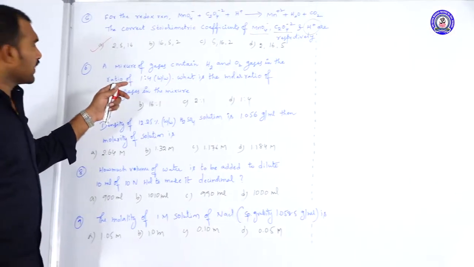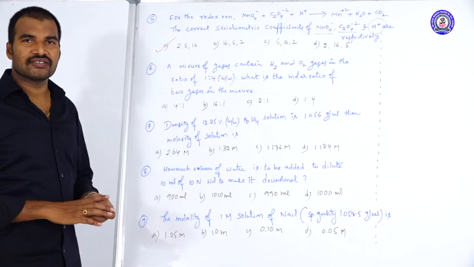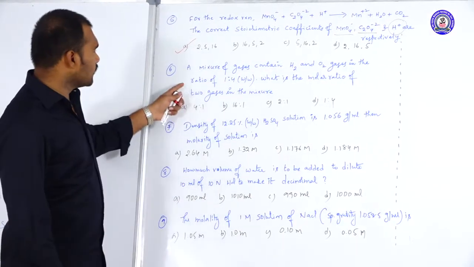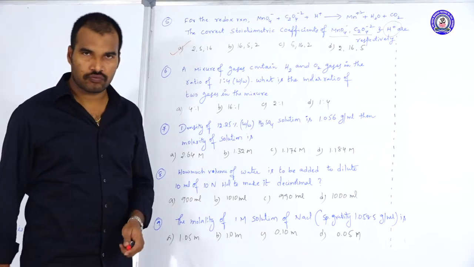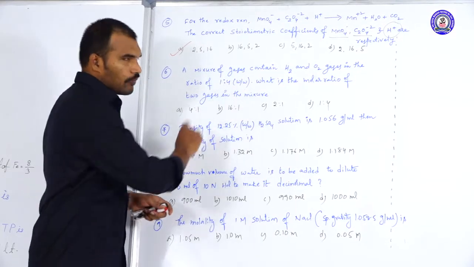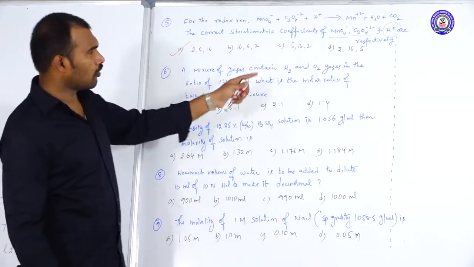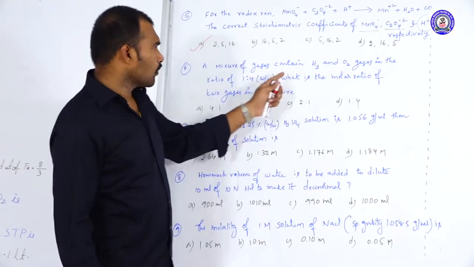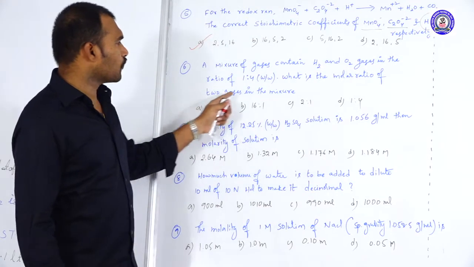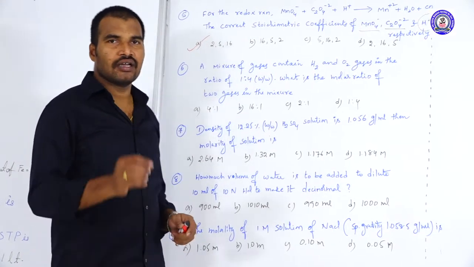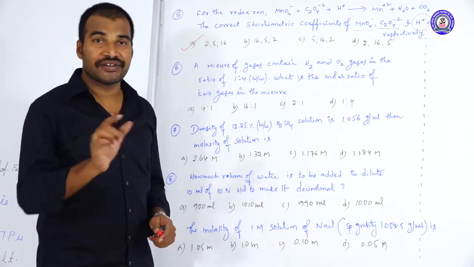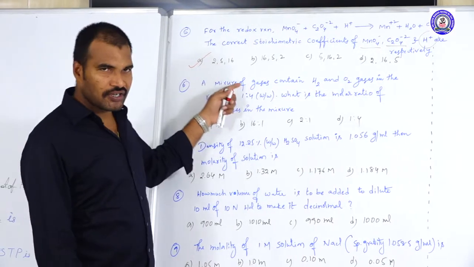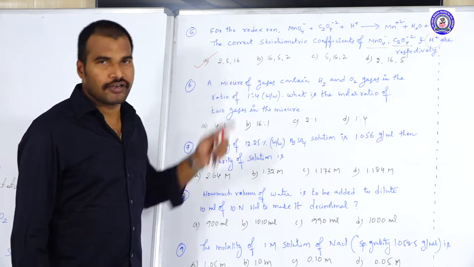Next, let us move to the next question. A mixture of gases contains hydrogen and oxygen gases in the ratio of 1:4. So that is the weight ratio. Weight ratio of hydrogen and oxygen they given, that is equal to 1:4. Then what is the molar ratio of two gases in the mixture? He is asking the molar ratio, means ratio of their moles. By giving the weight ratio, they are asking mole ratio.